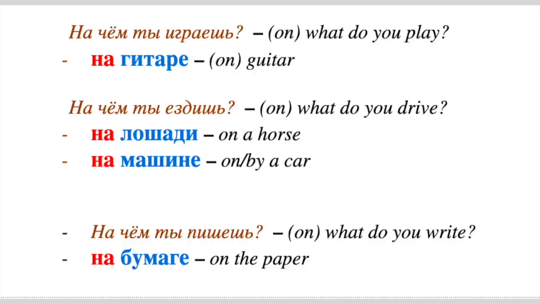Okay? Let's look at some examples when we ask a question на чем, on what. На чем ты играешь? On what do you play? На гитаре, on the guitar. На чем ты ездишь? On what do you go? Or on what do you drive? На лошади, or на машине. На чем ты пишешь? On what do you write? На бумаге, on the paper.